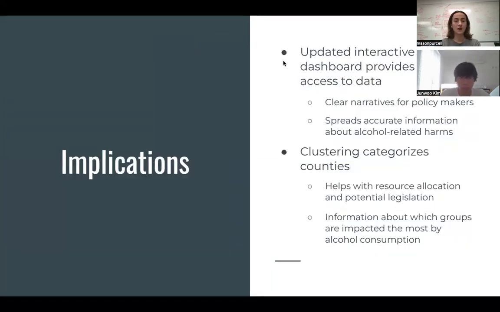And then the implications of our findings and our work is that we created an updated interactive dashboard, which will display clear narratives for policymakers. And then we also wanted to spread accurate information about alcohol-related harms, which we did effectively. Our clustering helped us categorize the counties, which will help with resource allocation and potential legislation, and then also give more generalized information about which groups are impacted the most by alcohol consumption.